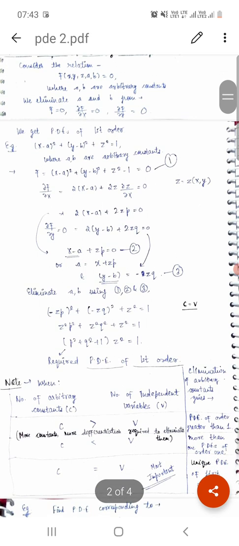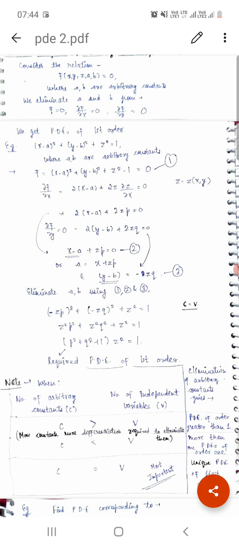If you can see example number 1, we have (x minus a) whole square plus (y minus b) whole square plus z square equals 1. Here a and b are the two arbitrary constants. So the first equation we have is f equals 0. Next, we will partially differentiate f with respect to x and get del f by del x equals 0.